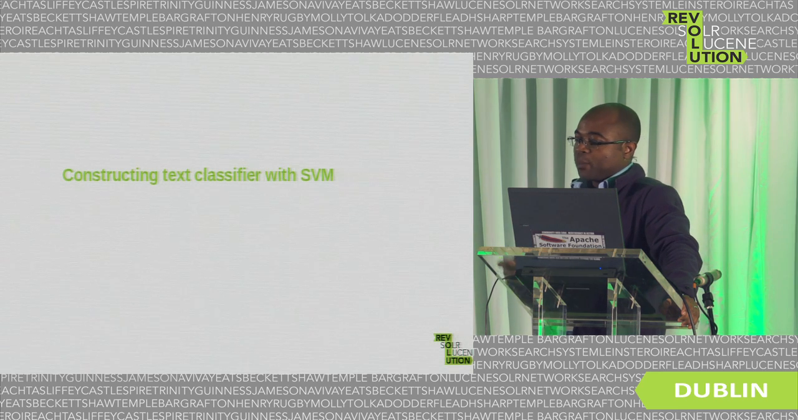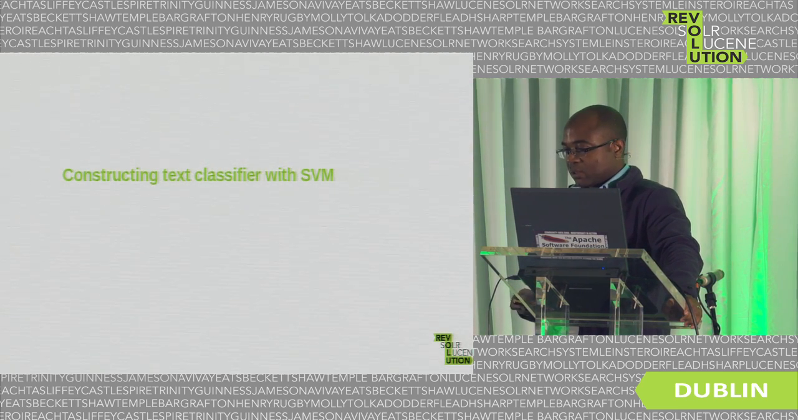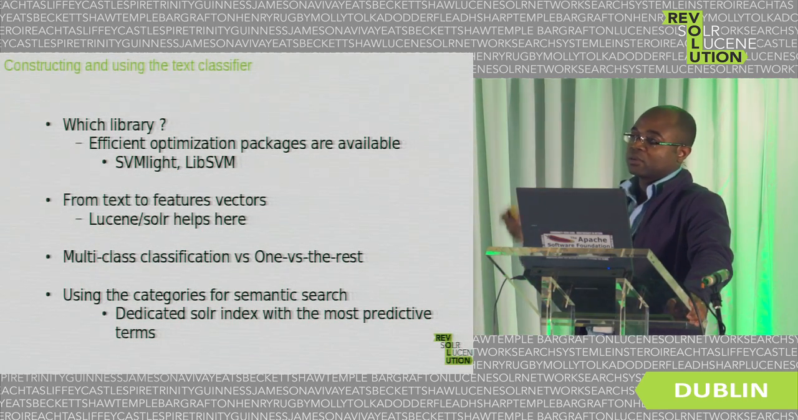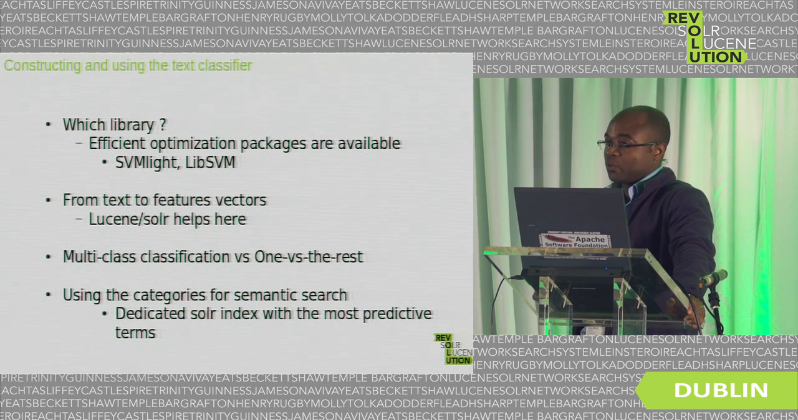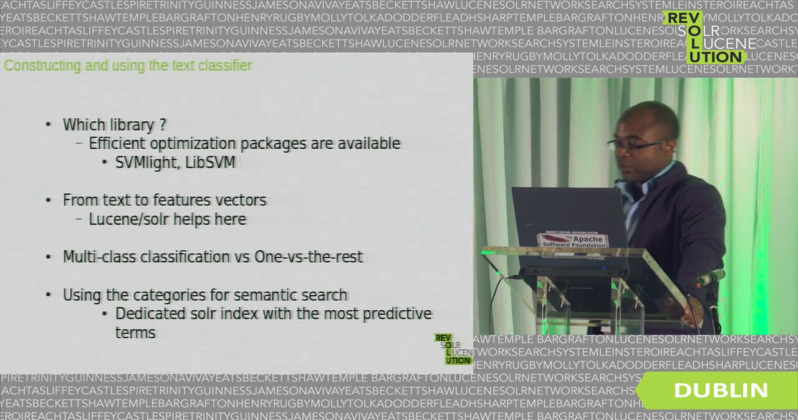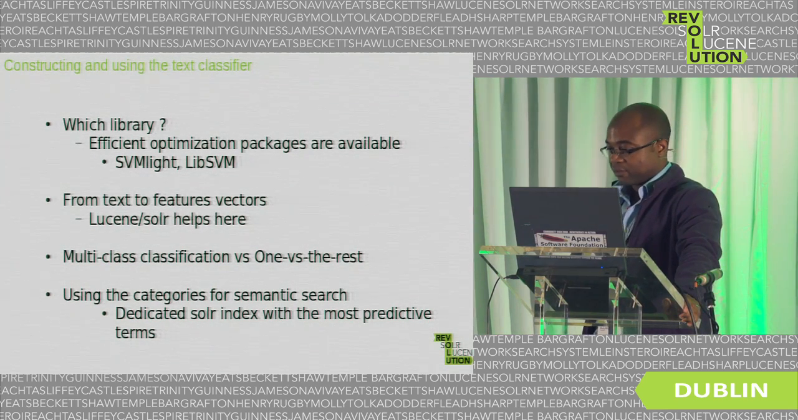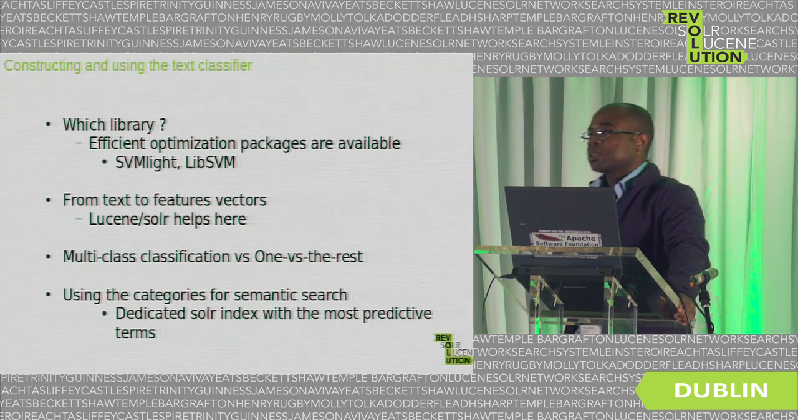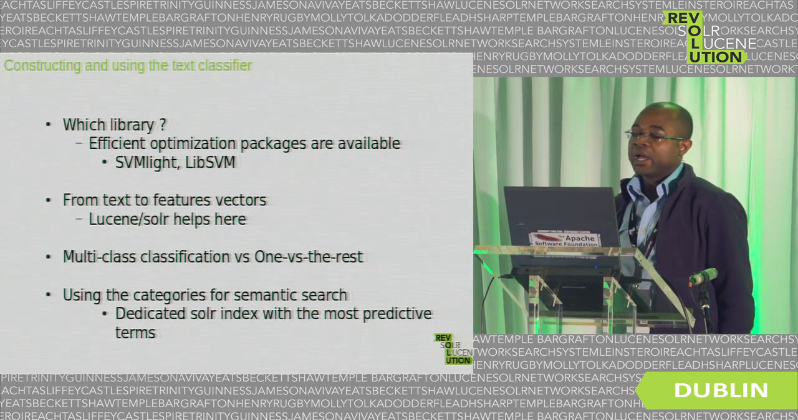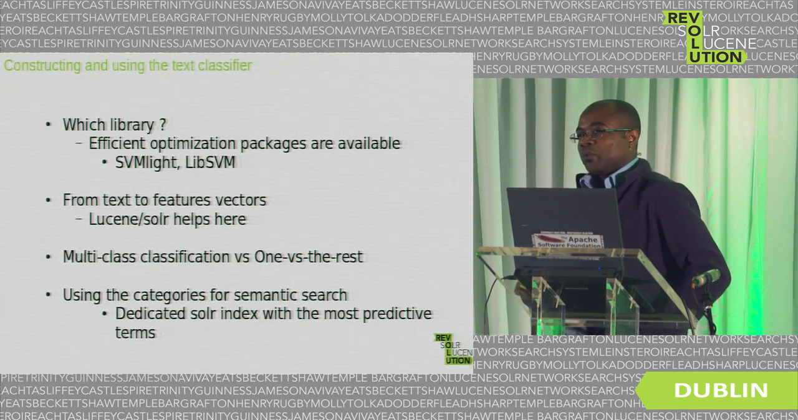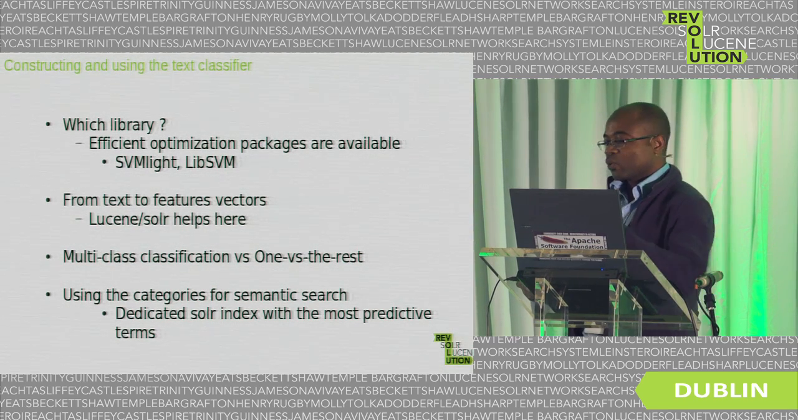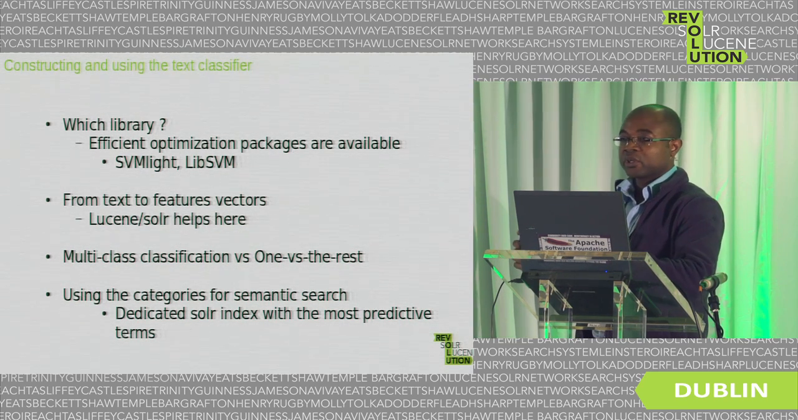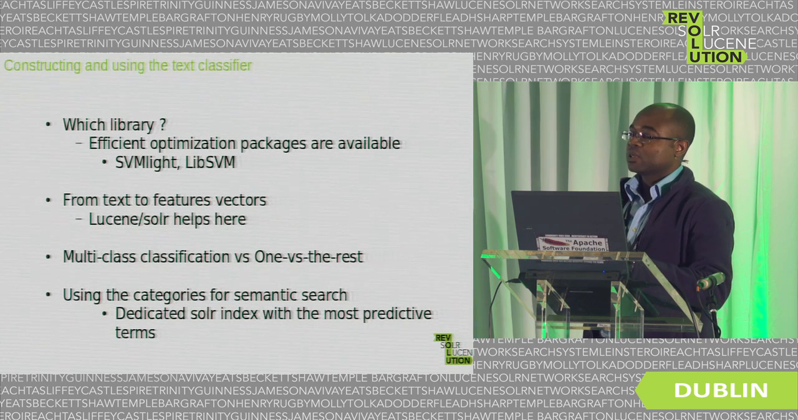Now, we want to apply it to construct our text classifier, right? So we need a library. That is just math, which is about scientific papers. But we developers, we need a library. If you don't find a library, you have to write it by yourself. But we have a chance that efficient optimization packages are available. We have SVM Lite and libSVM. We also need to convert text to feature vectors because this is about vectors, about dot product. It is a numeric calculation. It's not about text.